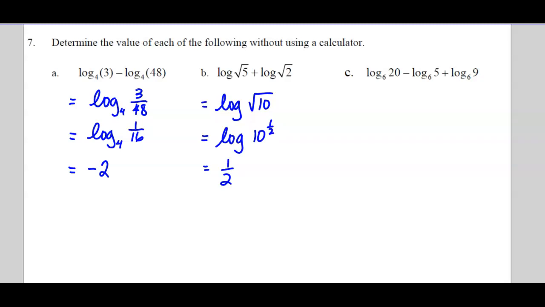Okay, remember, log without a little base is base 10 for common logarithm. So when we're adding logs with the same base, we multiply the arguments. Root 5 times root 2 is root 10. Root 10 is the same as 10 to the exponent 1/2. And so, same base in both, so it's going to be equal to the exponent.